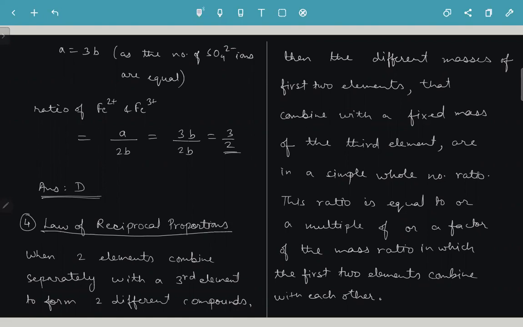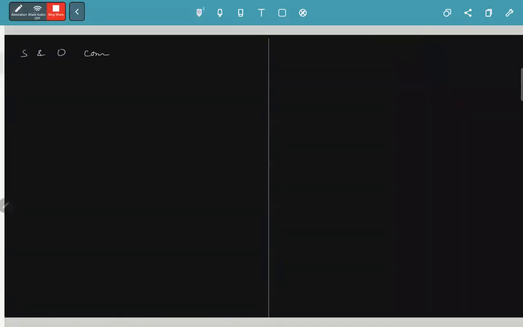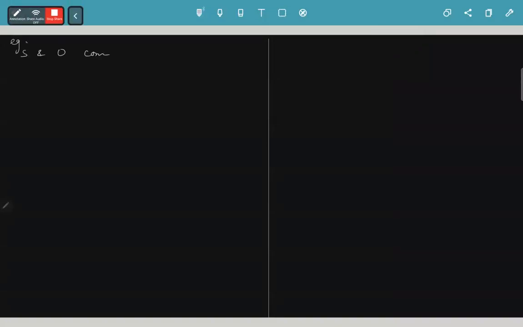Look at the explanation. Two elements combining separately with a third element to form two different compounds. Let us consider sulfur and oxygen. Sulfur and oxygen combining with hydrogen to form H2S and H2O.